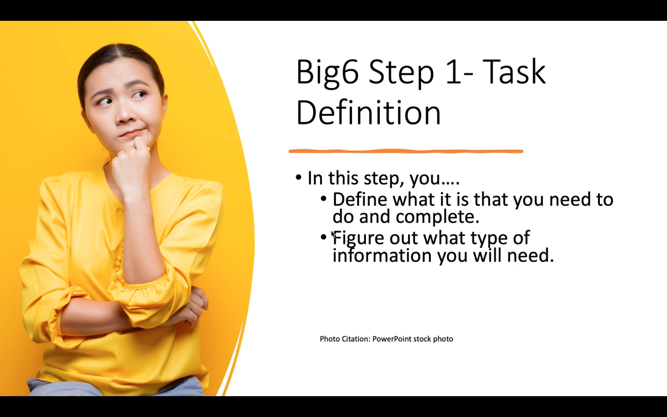Okay. The very first thing I want to review is Big 6 step 1, which is task definition. This is your very first initial step into the research process, and you want to do a couple of things. You want to define the task that you need to do and complete. And then you also want to figure out what type of information you're going to need. Depending on what you're researching, you might decide that you need a lot of statistics to back up what you're saying, or you might need a lot of firsthand accounts of a situation that happened. Whatever it is, you're going to want to define what you need to do and then also figure out the type of information that you will need.